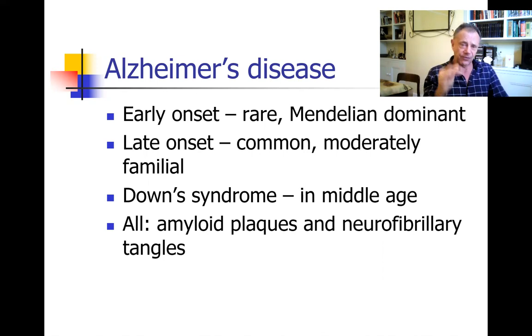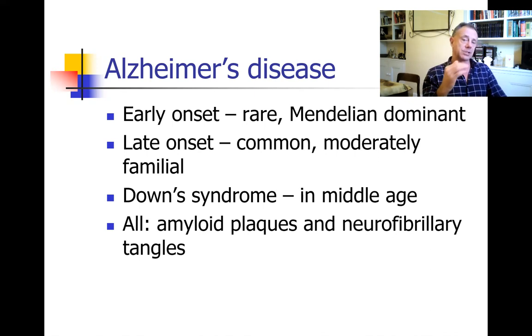And so there's a few things to say about it from a clinical point of view. First off, we're familiar with a very common late onset form of Alzheimer's disease, and there's a moderate genetic contribution to that. It's moderately familial.